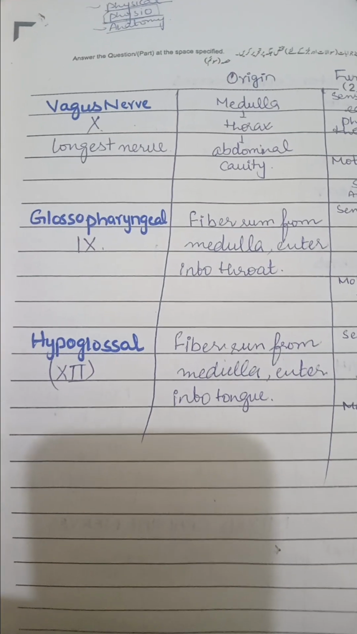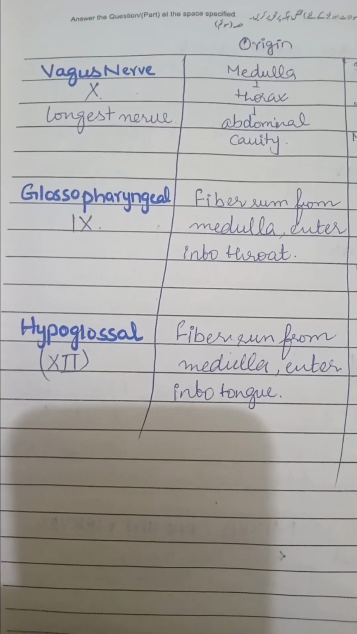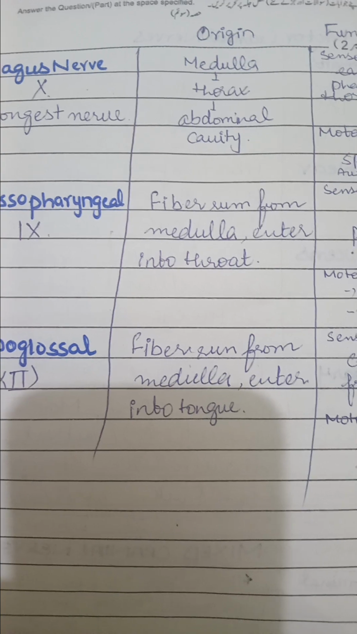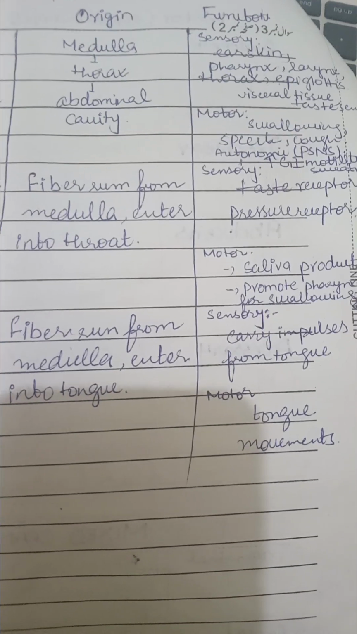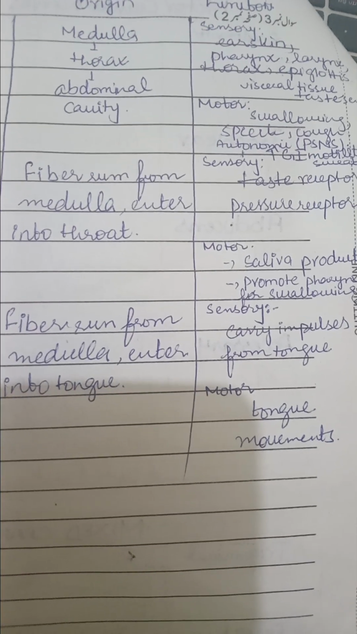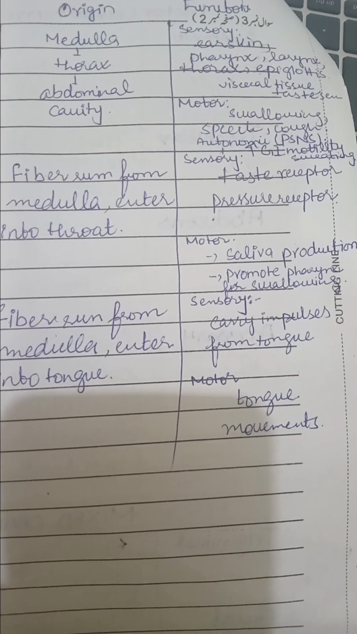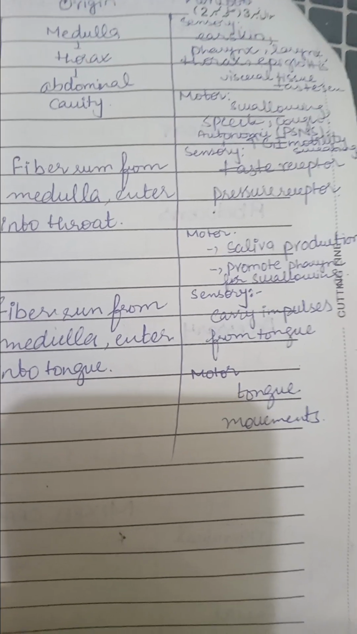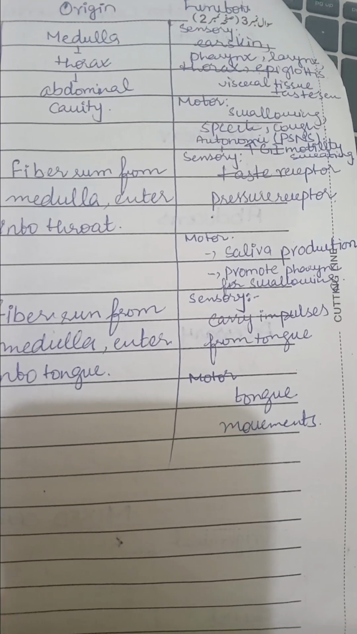Now glossopharyngeal is nerve number 9, and its fibers run from the medulla and enter into the throat. It is controlling the throat basically. So what are its functions? Sensory function is taste receptor and pressure receptor, whereas the motor is saliva production and promoting the pharynx for swallowing, whatever the throat's work is, it will do that.